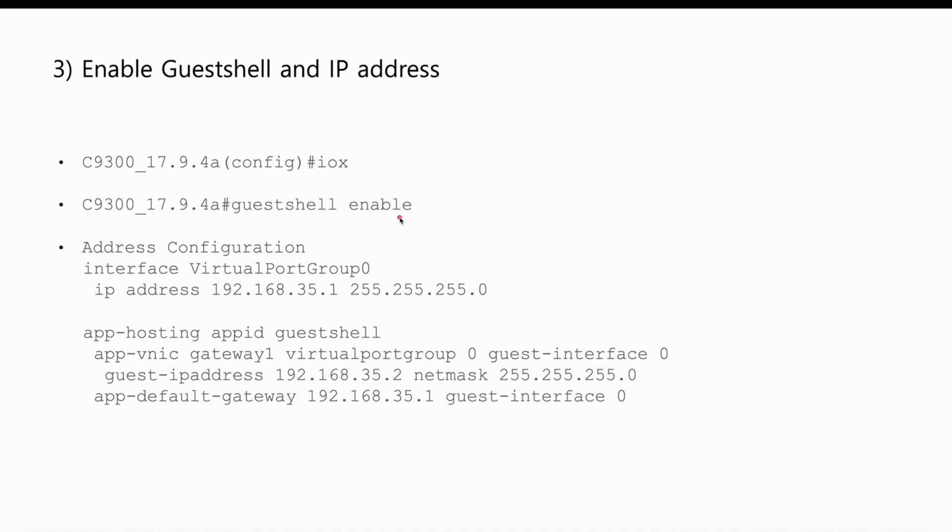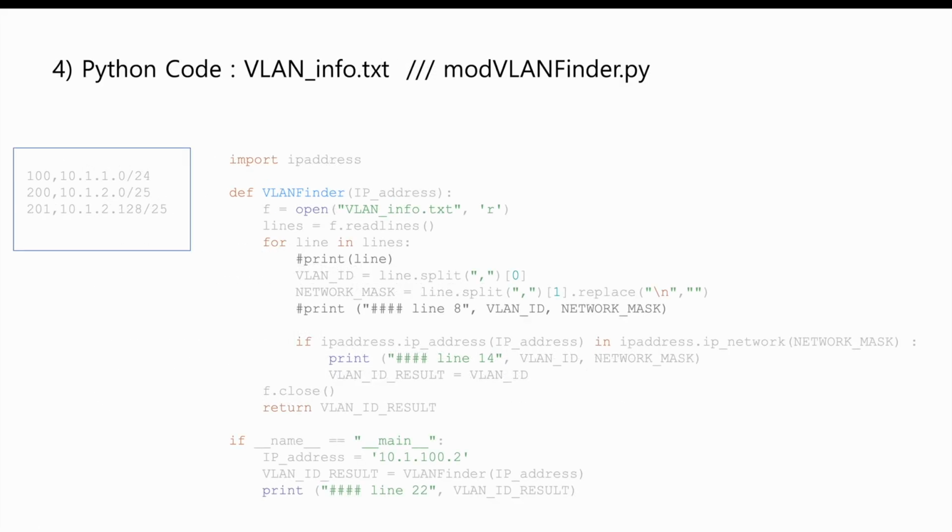And then guestshell, the Linux, is working, and even if you reboot the switch, guestshell keeps working. It's a very, very powerful and very fun function of Cisco switches. All right, so let's see the code.